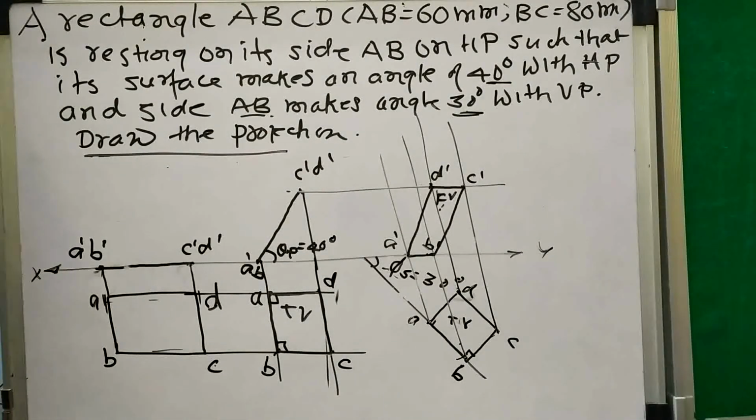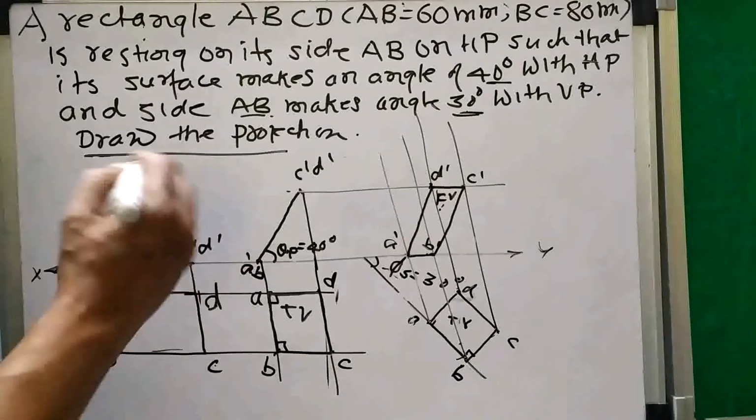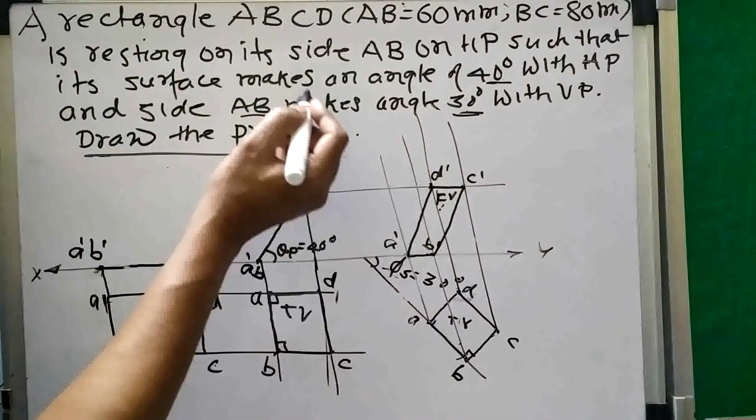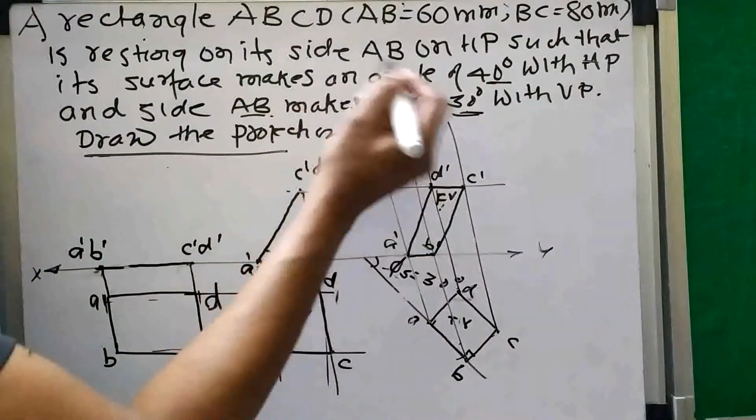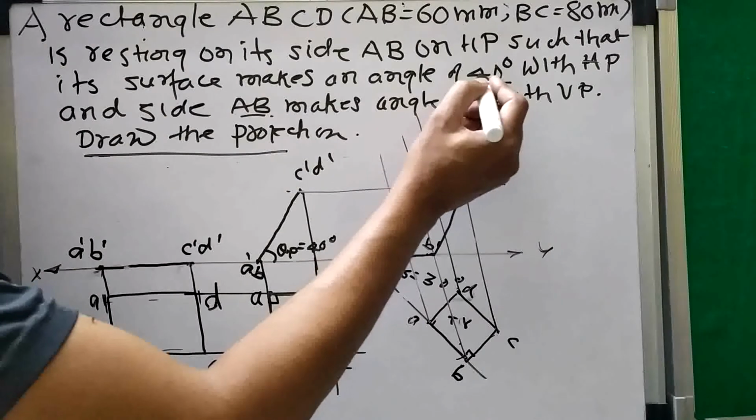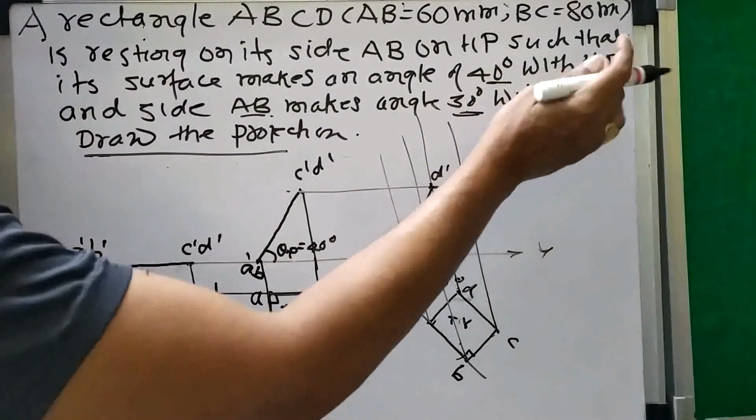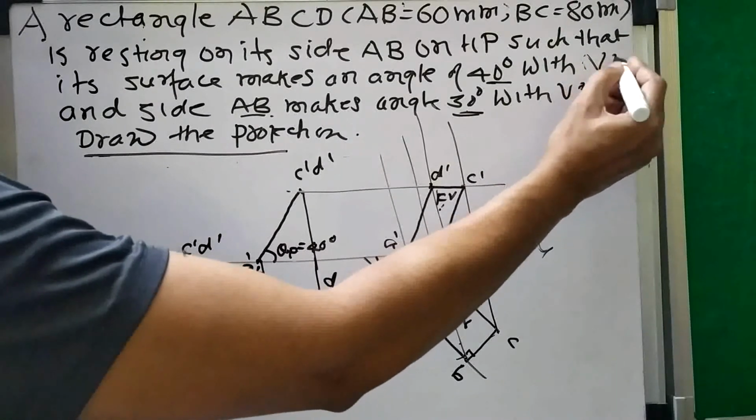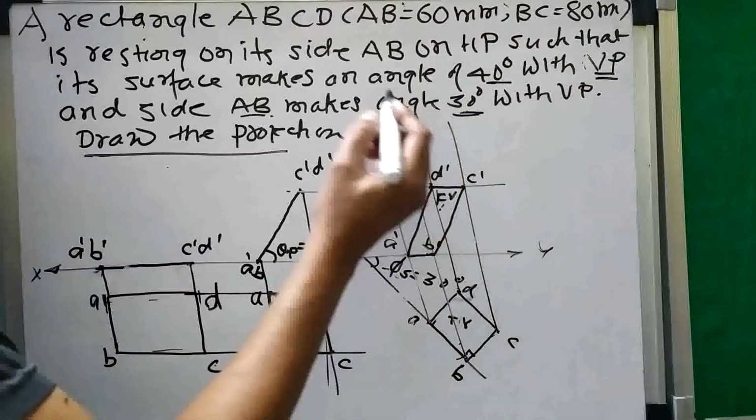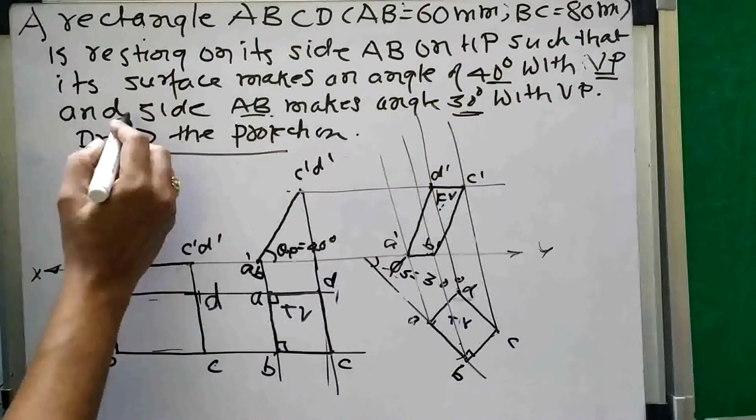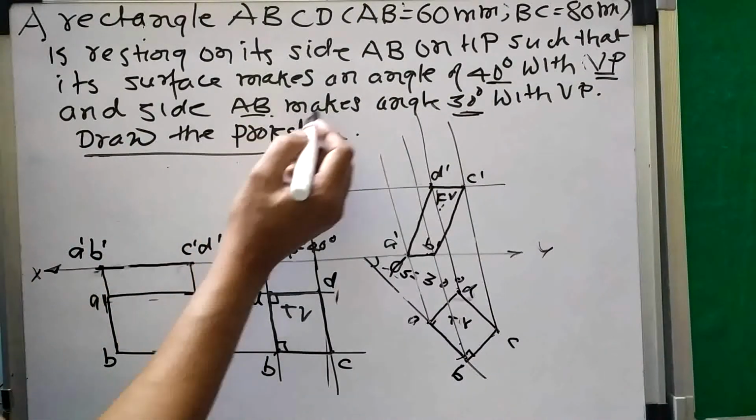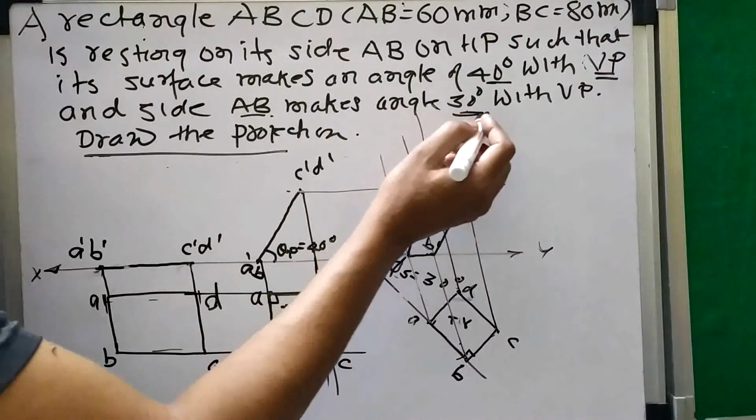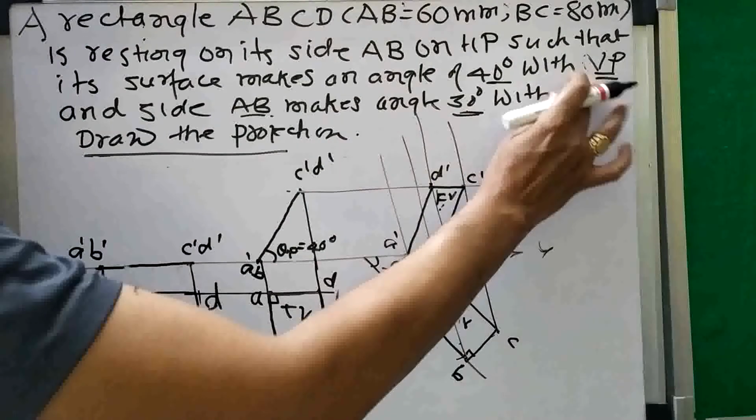Now in the second category of problem, the surface makes an inclination of 40 degrees with VP. So instead of HP, I will take VP here. The surface is inclined with VP and the side AB makes an angle of 30 degrees with HP. So it is reverse.